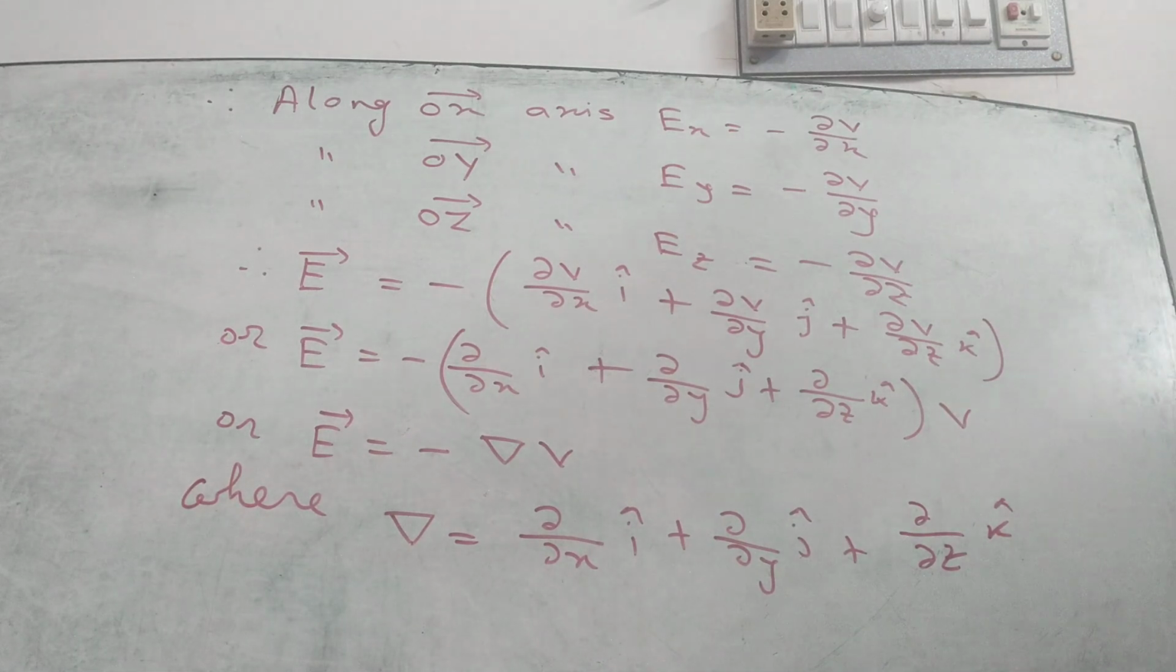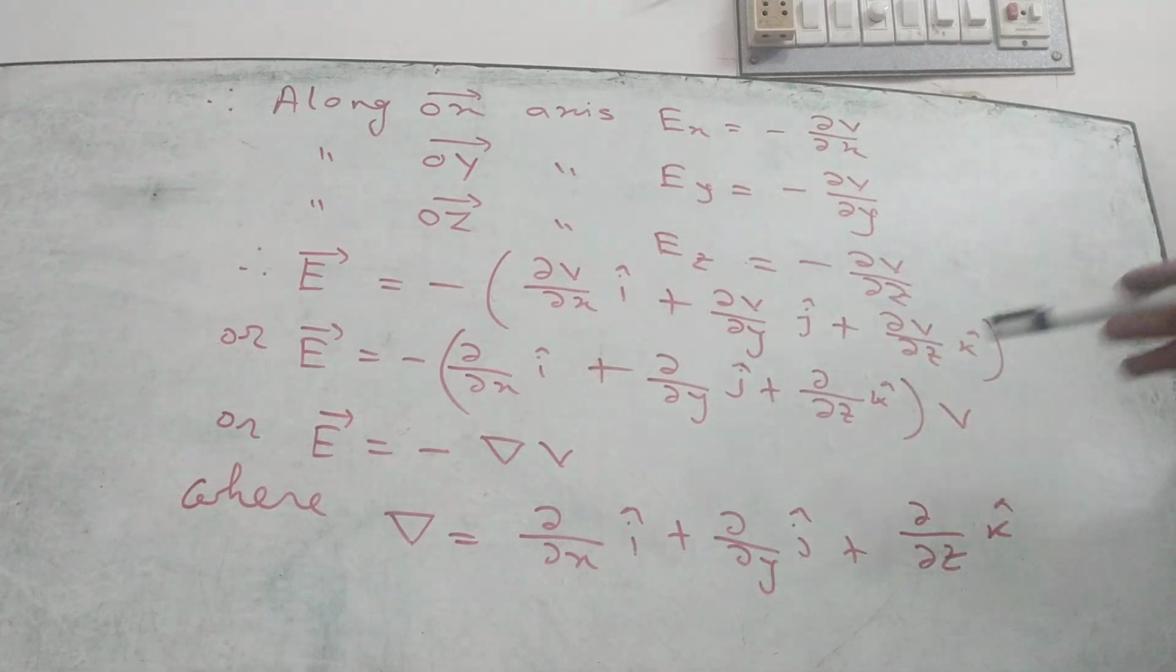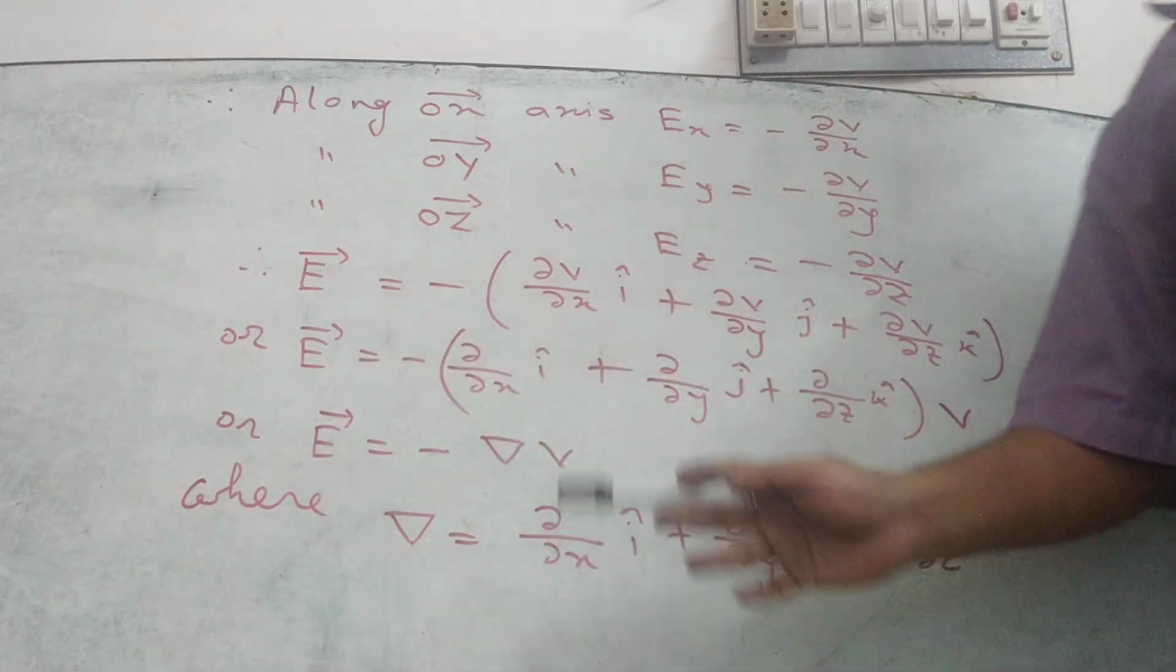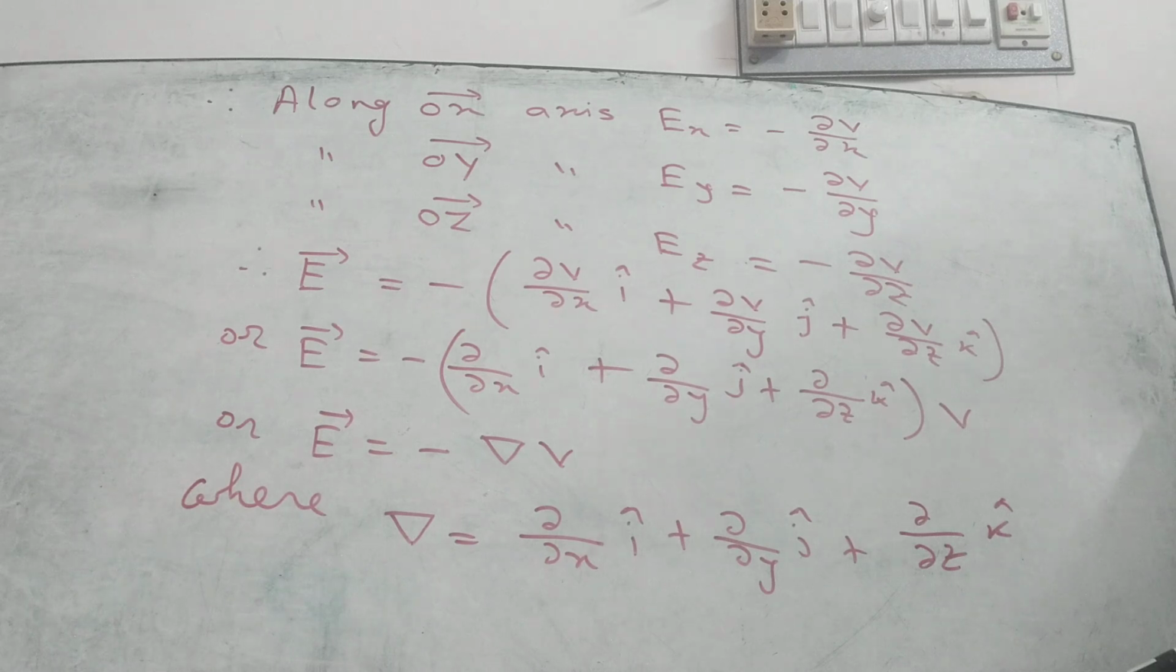This is the complete relation between electric field and electric potential. That means gradient of an electric potential, or negative gradient of an electric potential at a point, is equal to electric field at that point.